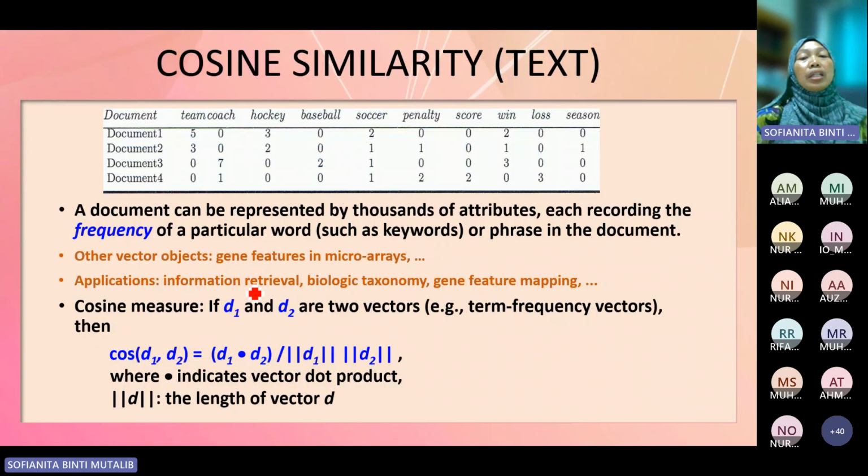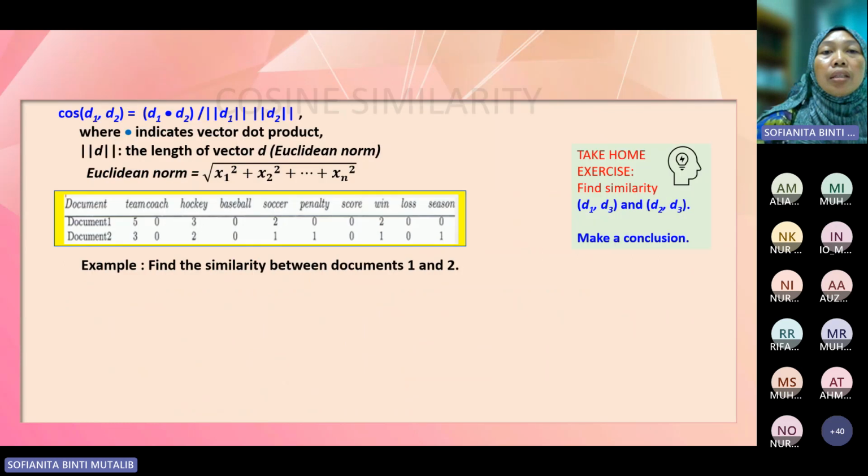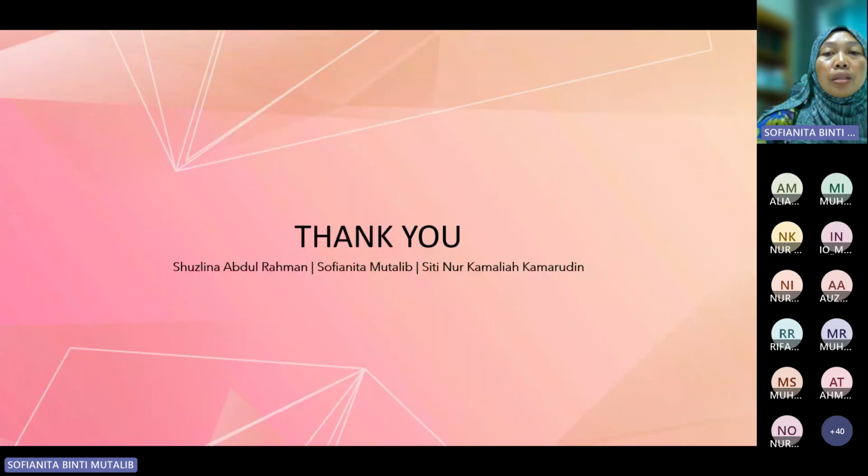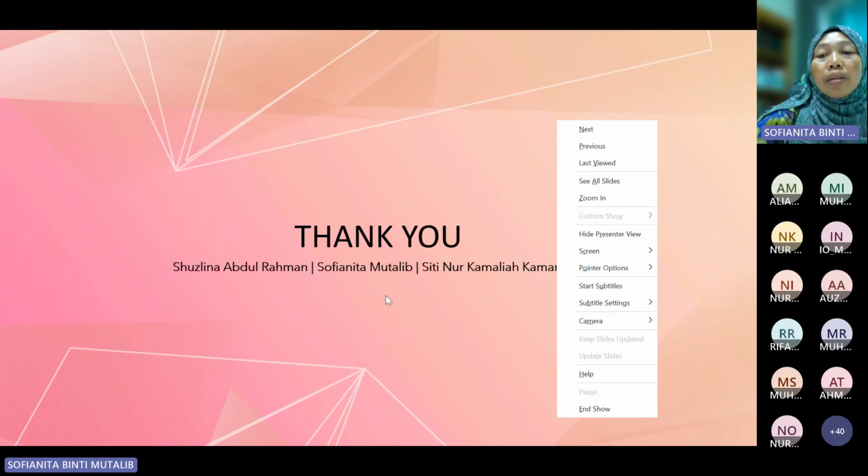And lastly would be the textual data. The textual data will be repeated in the final topic later on, so I'm not going to focus on this one today. Okay, so these are the similarity distances that are used in finding the difference or the distance between objects in one particular data set, or one particular given set of objects. All right.